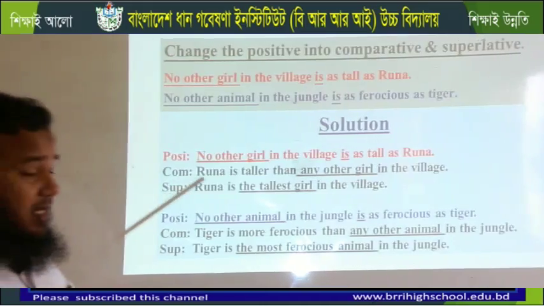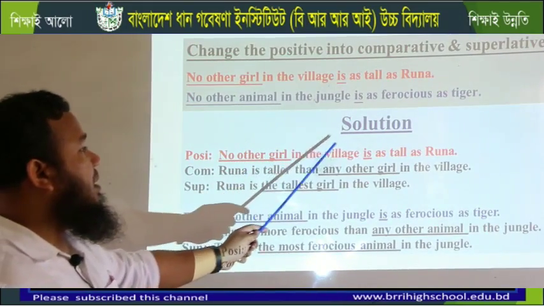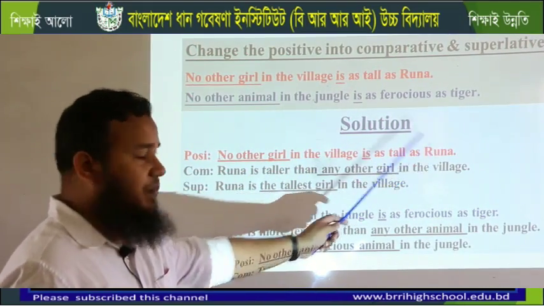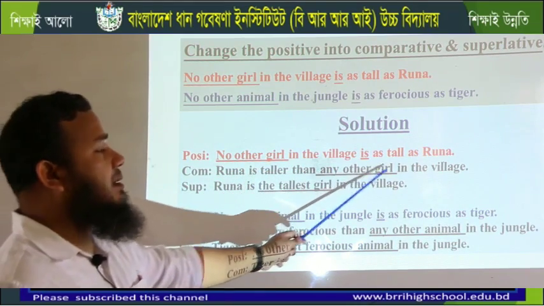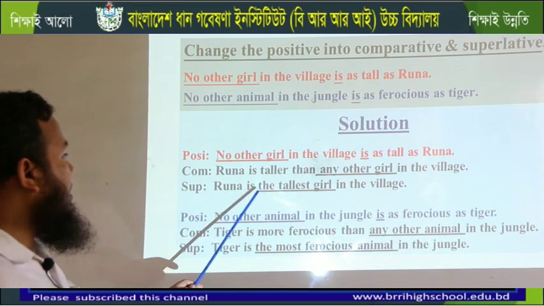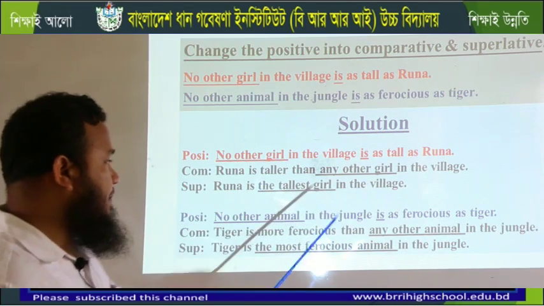So I am once again repeating, no other girl in the class is as tall as Runa. Then our comparative form should be Runa is taller than any other girl in the class. Then Runa is the tallest girl in the class.